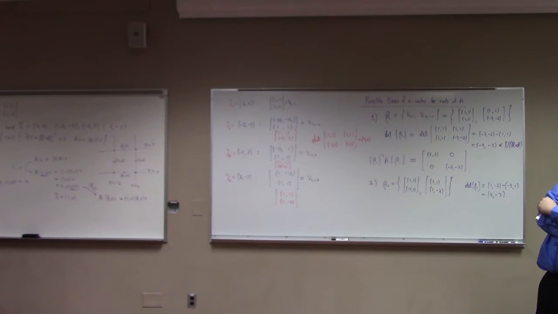Because 2 by 2 is special. In the 2 by 2 case, knowing the trace and the determinant allows you to solve for eigenvalues, because it's 2 equations and 2 unknowns. You're looking for lambda 1, lambda 2. If you know determinant and you know trace, you can figure out what lambda 1 and lambda 2 are.